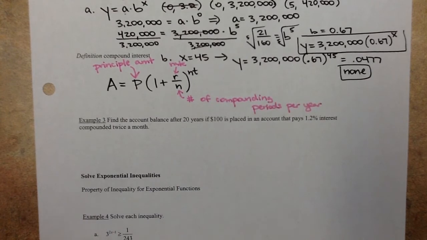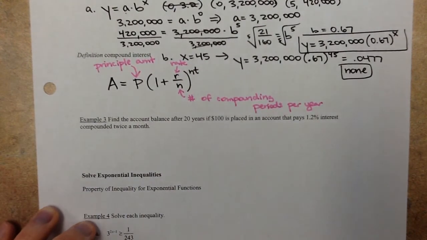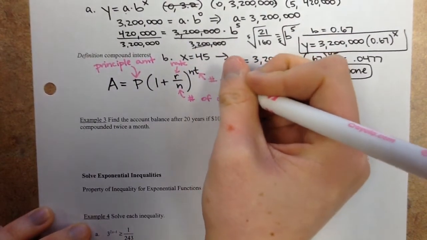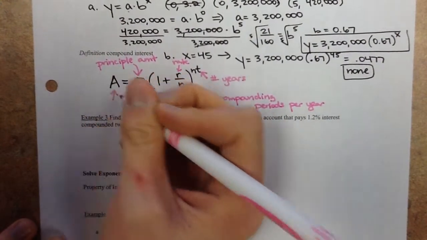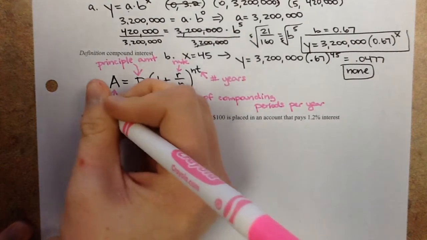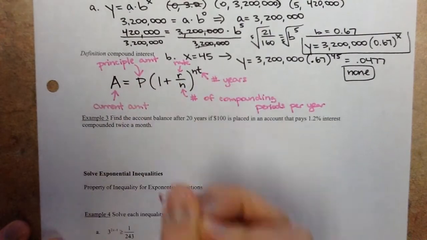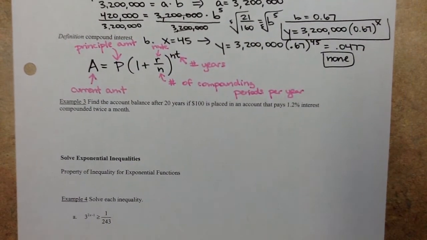If you compound it every month, in a year you would have 12 compounding periods. If you compound it every week, in a year you would have 52 compounding periods. Hopefully that makes sense. T is the amount of time, and it's always going to be in years. Finally, A is the amount that you have after T years. This N up here is the same thing as this N. So we've got all those things in the formula.